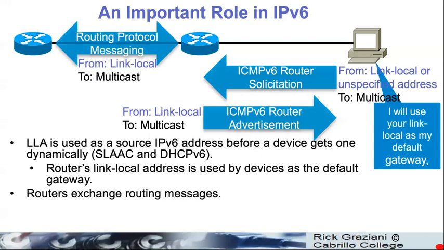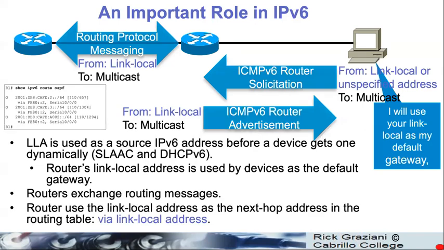Routing protocols, routers share routing information using their link local addresses. It comes from their link local addresses. So when you view a router's IPv6 routing table, as we'll see later, you'll always see the next hop is via the next hop router's link local address.